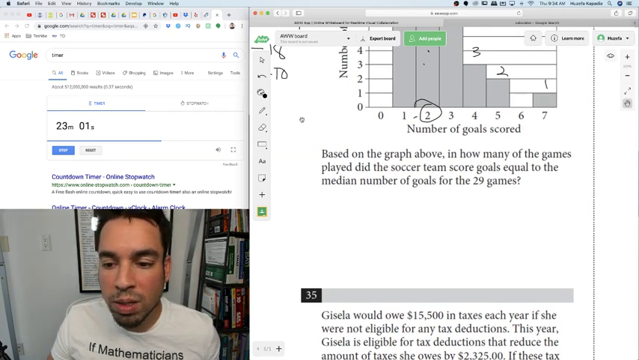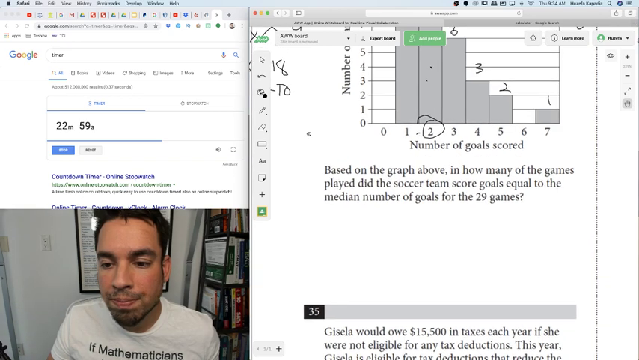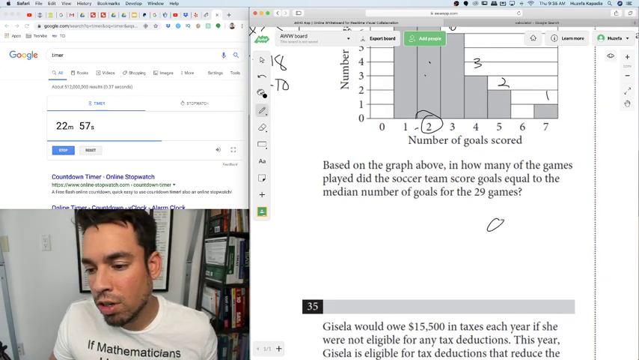How many of the games played did the soccer team score goals equal to them? Yeah, just making sure I didn't read the question wrong.